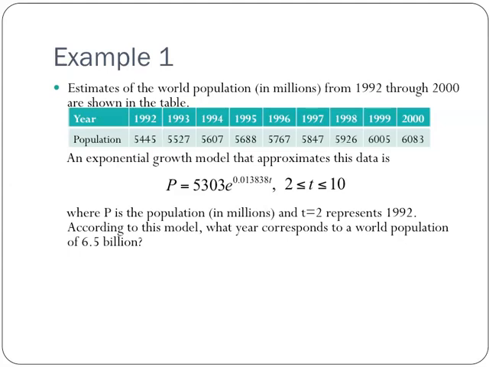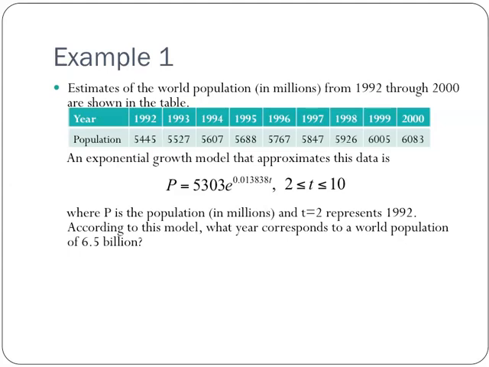Now for this problem, we want to make sure we know what everything represents, and we want to make sure we know what the units are. Looking at the formula that's given to us, P is the population in millions, and t is basically the years since 1990. So if t equals 2 represents 1992, then the year 1996 is going to be t equals 6. When we get to 2000, that will be t equals 10, 10 years after 1990.